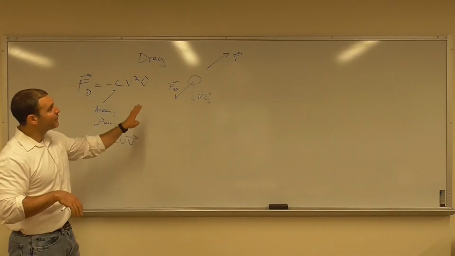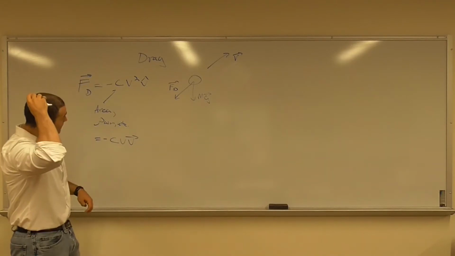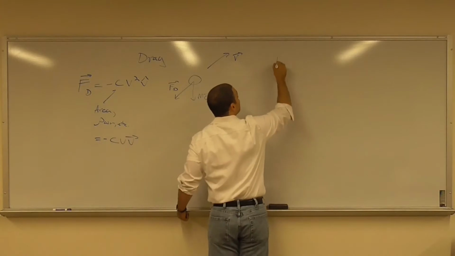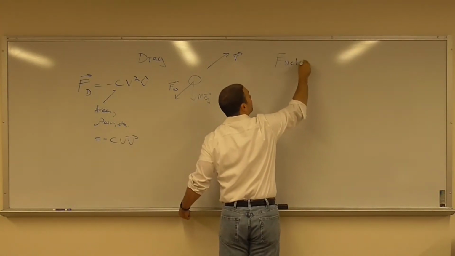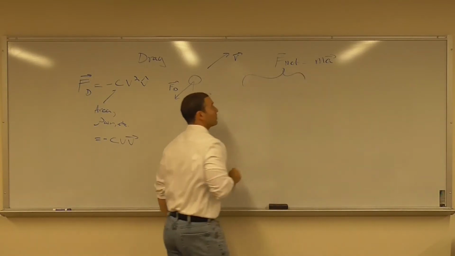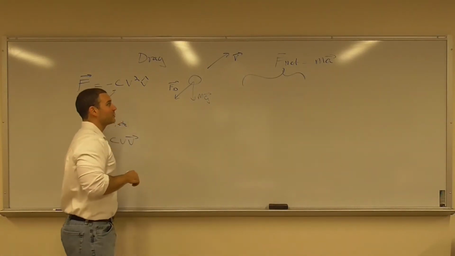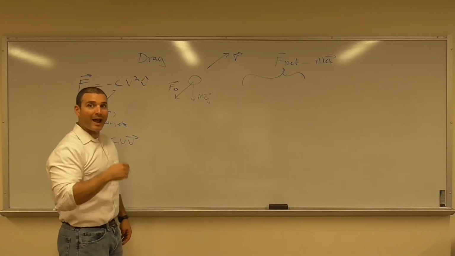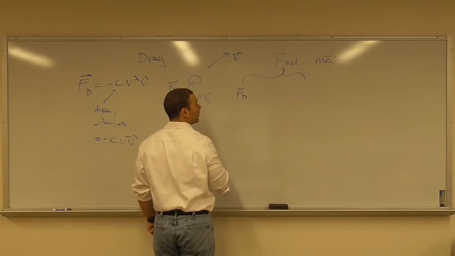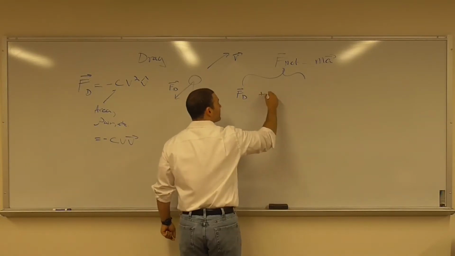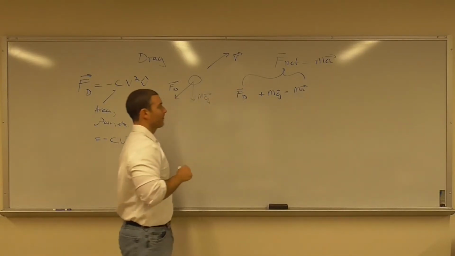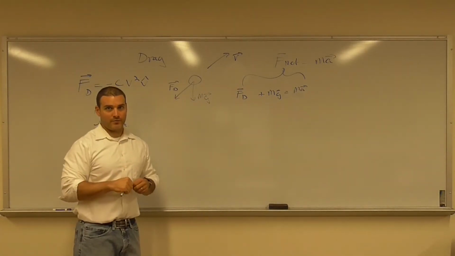So if we look at these forces, let's again do the simple example of a ball traveling through space. If I want to write down Newton's second law, F net is equal to ma. Well, if I enumerate the forces without breaking them down into x and y, what I get is my drag force plus mg equals ma. Now that's going to be the general case.